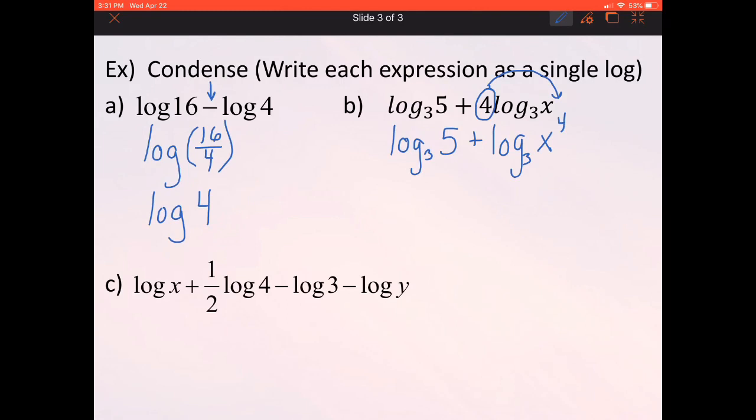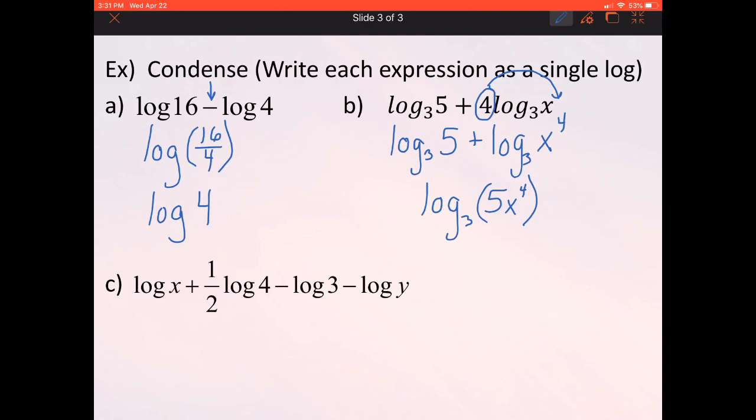And now I can put those logs together. So log base 3, so now it's a single log of, and what's inside of it? Well, because it was addition, I'm going to multiply 5 and x to the 4th, which can't be simplified. So that is my final answer. And I know I'm done. I've got a single log of something. And I can put it in parentheses or I don't have to.